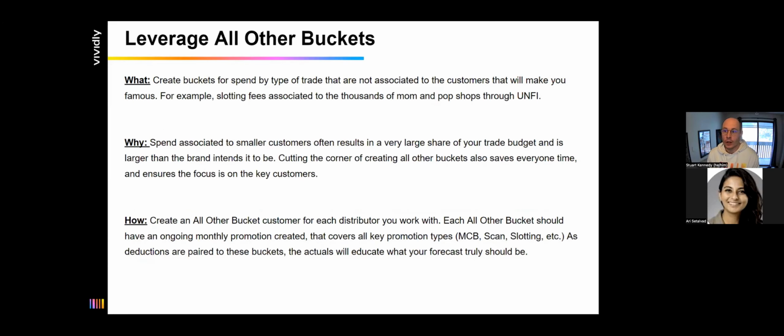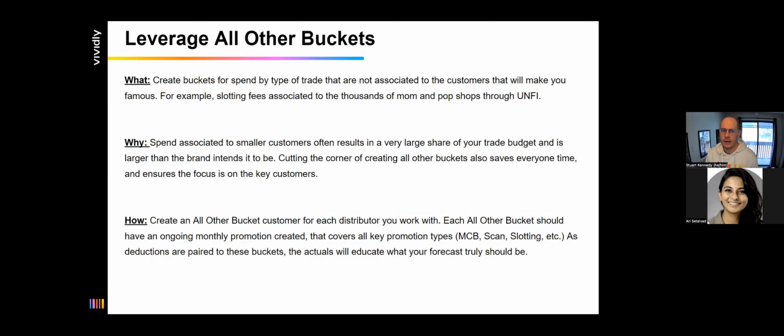Next up, all other buckets. I'm a big fan of this. So an all other bucket is really something that you can use to capture all of the sort of quote unquote unknowns, especially with distributors. So with UNFI, let's say you're going through UNFI with Whole Foods and Natural Grocers and NCG and Infra and maybe Ahold, these larger customers where you can generate a good amount of revenue.